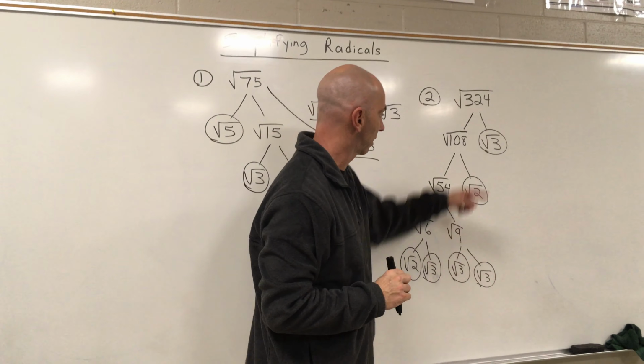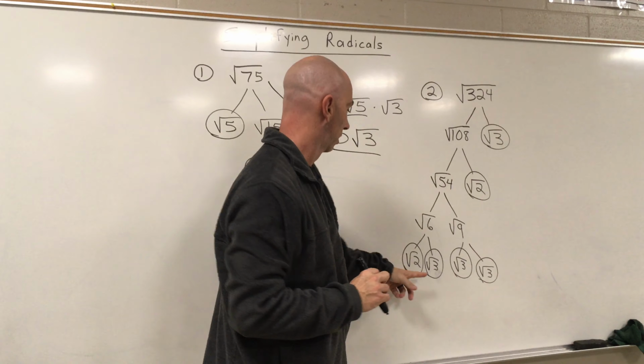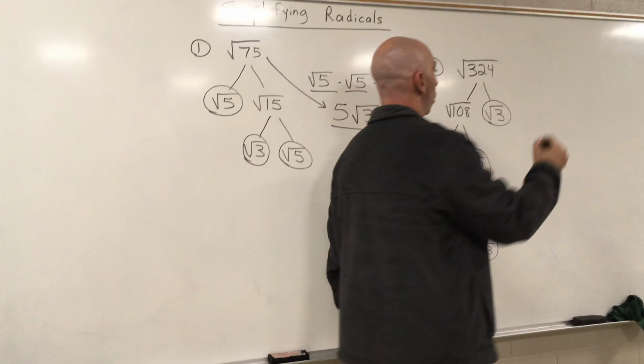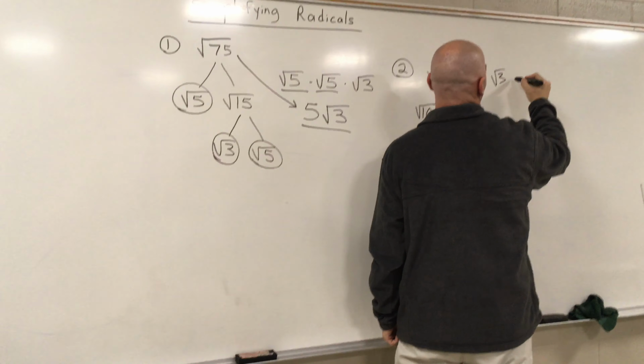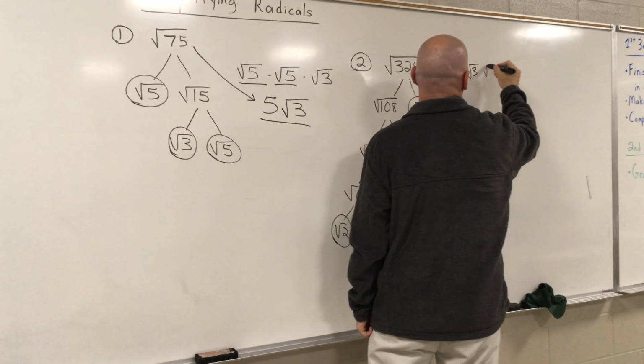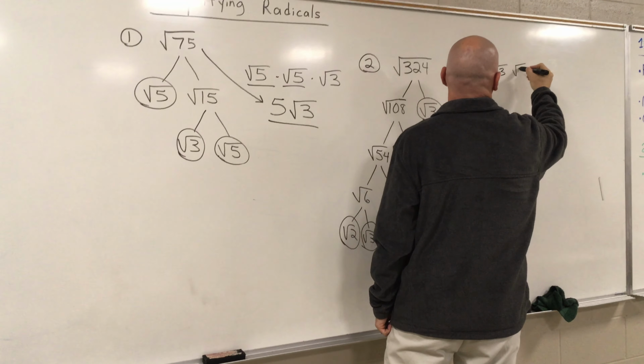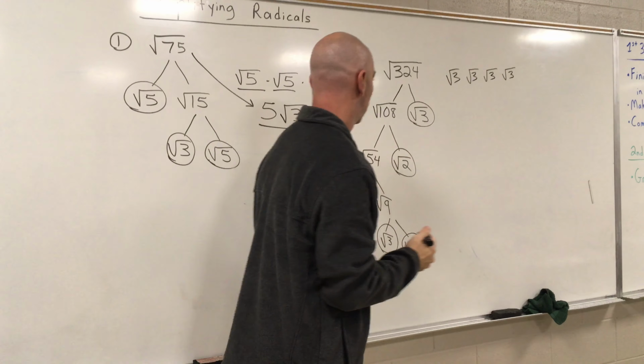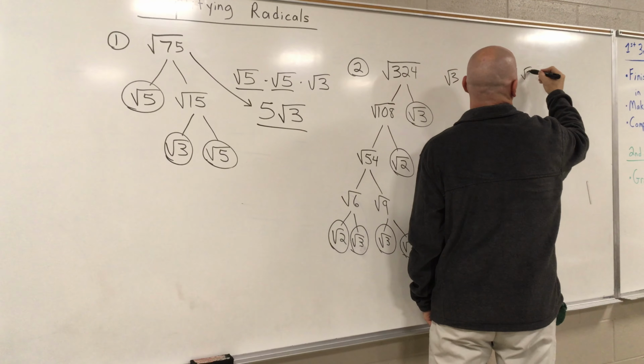Okay, I've got 1, 2, 3, I got 6 total. I got 1, 2, 3, 4 square root of 3s. And then 2 square root of 2.